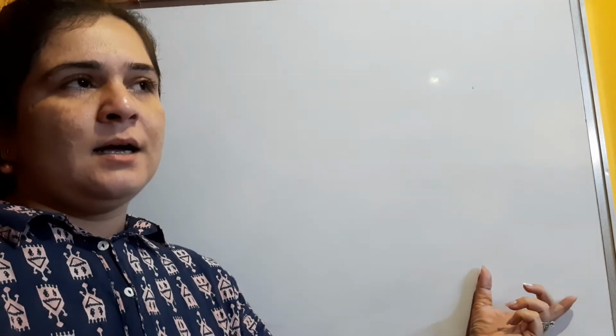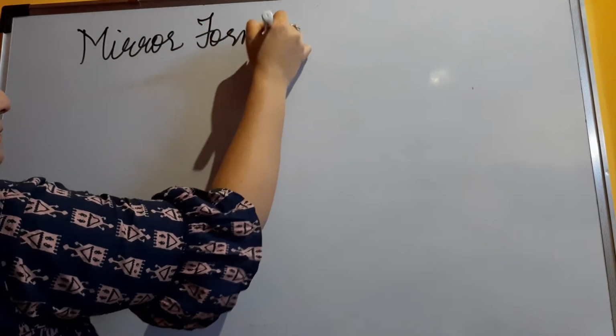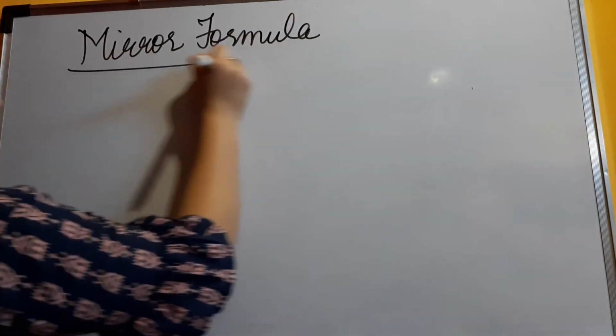Now, as we are done with sign conventions, children, if you remember when we started with the sign convention of concave mirror, I had given you one formula, 1/f = 1/v + 1/u. So we are going to talk in detail about that formula and one more formula related to mirrors. The concept that we are going to do now is the mirror formula.